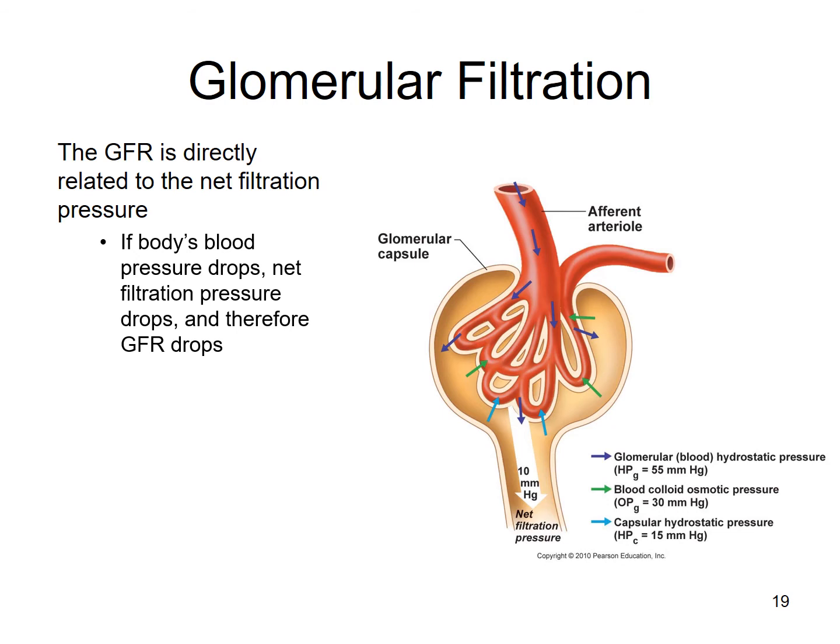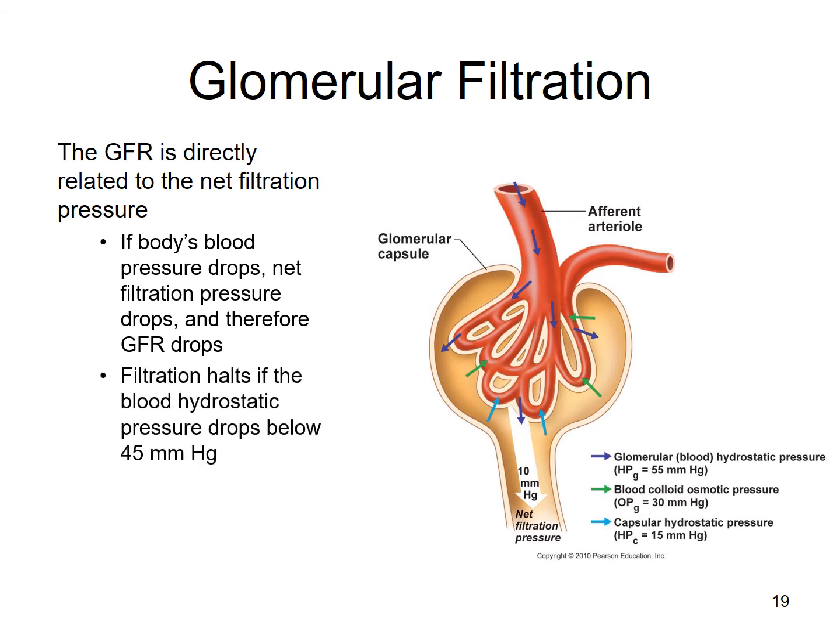So let's just imagine for a minute here that the glomerular hydrostatic pressure drops from 55 to 50. The blood colloid osmotic pressure is not going to drop, and neither will the capsular hydrostatic pressure. So let's say you drop your glomerular hydrostatic pressure from 55 to 50, then in this case you would have 50 minus 45, which would give you a net filtration pressure of 5 millibars. And with a lower net filtration pressure, your glomerular filtration rate will also drop. So filtration will actually halt if the blood hydrostatic pressure drops below 45 millibars.